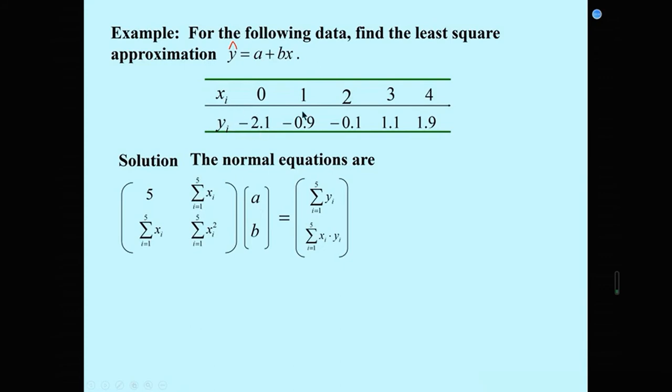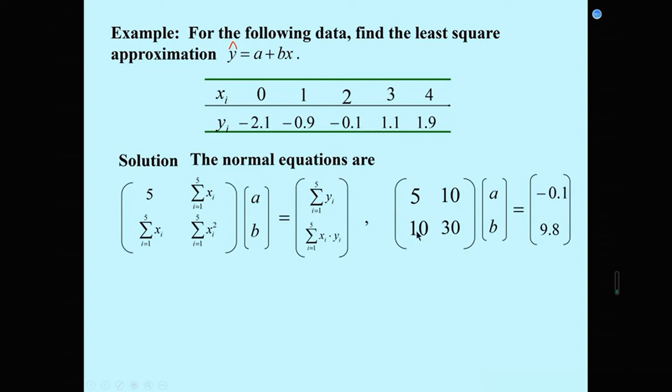Okay. Let's compute the numbers. This number, just the 5, number of data points, of course it is 5, right? Okay, here, the summation of all xi, it is 0 plus 1 plus 2 plus 3 plus 4. It's okay? So, here, should be 10. 0 plus 1 plus 2 plus 3 plus 4, of course it is 10. It's okay?